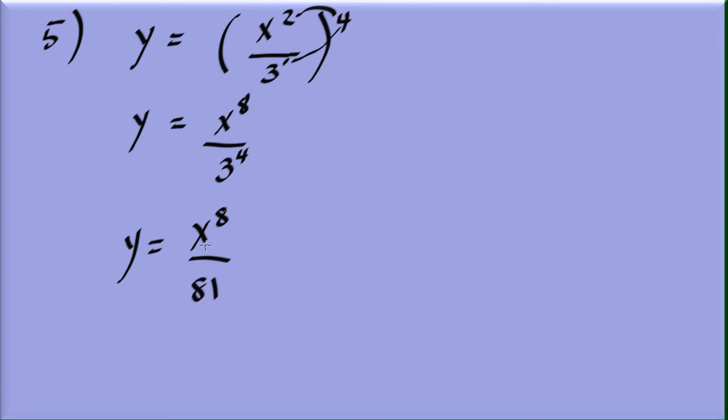Now, the variable x is on top. You can just use power rule for this, okay? So that's 8 times x to the 7 over 81. And there you go. That's the derivative.